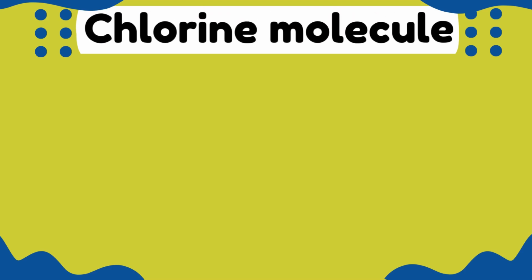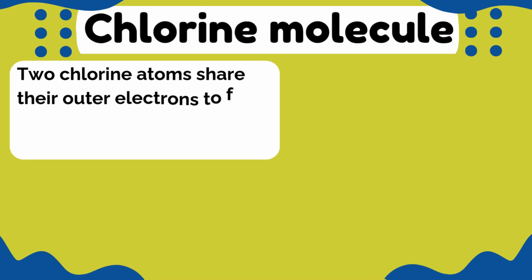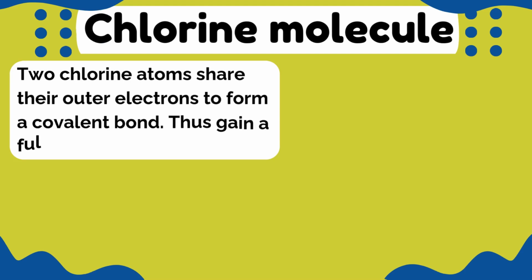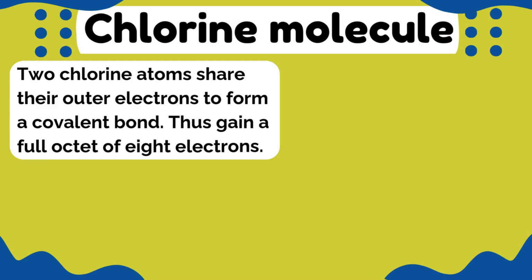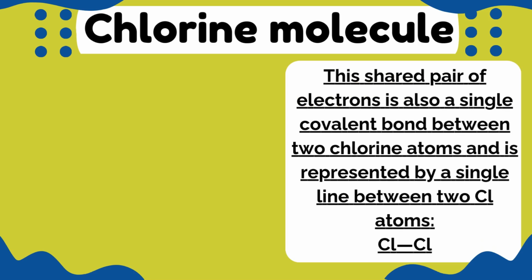Chlorine molecule. Two chlorine atoms share their outer electrons to form a covalent bond, thus gaining a full octet of 8 electrons. This shared pair of electrons is also a single covalent bond between the two chlorine atoms and is represented by a single line between the two chlorine atoms.